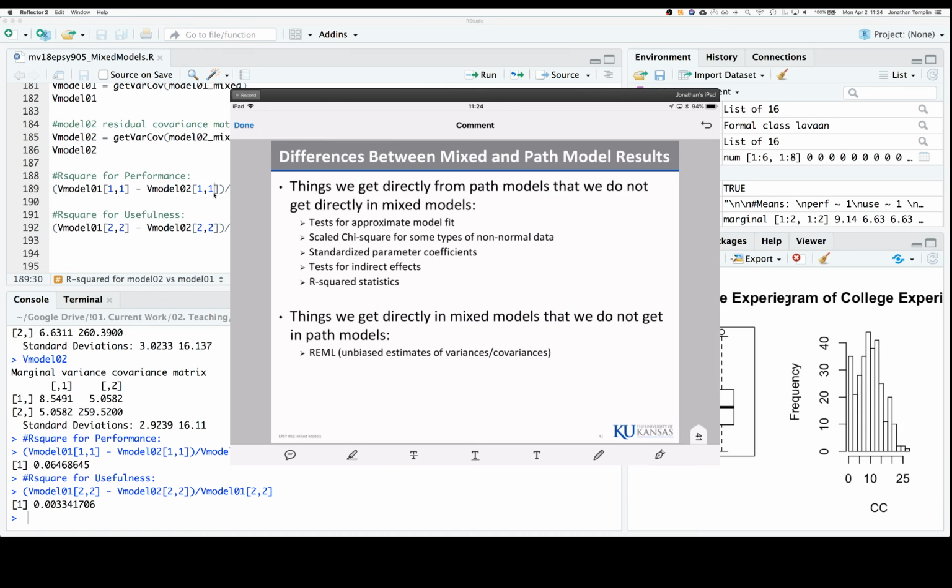So the big difference here is that mixed models effectively are a lot more work when we have multivariate analyses. We effectively have to go and do GLHT. We don't get great model fit information. The chi-square itself doesn't quite work. We don't get standardized, pardon me, directly. We have to go and build each of these ourselves. But we do get REML. And for some people, that's enough. Depends on who you are.